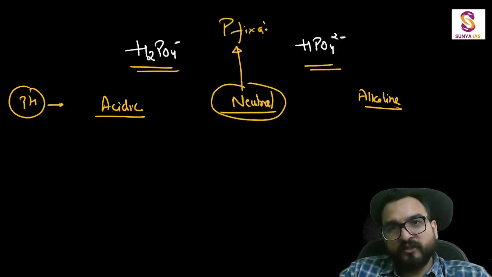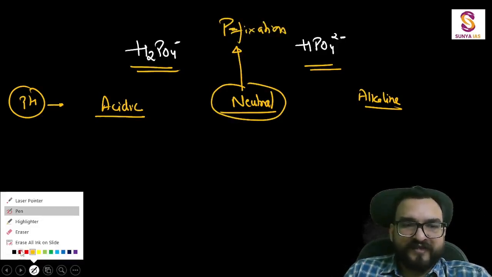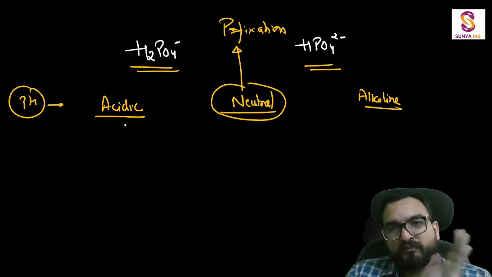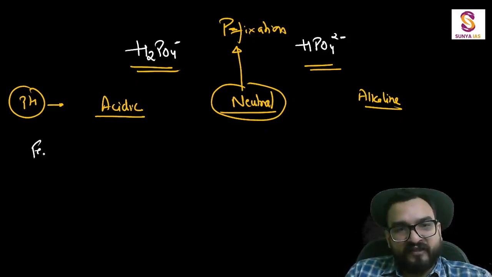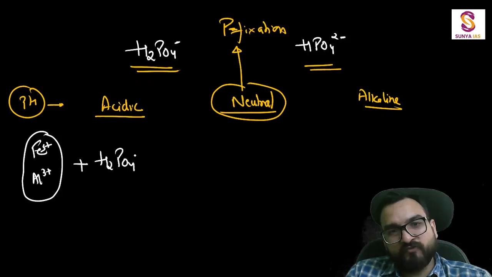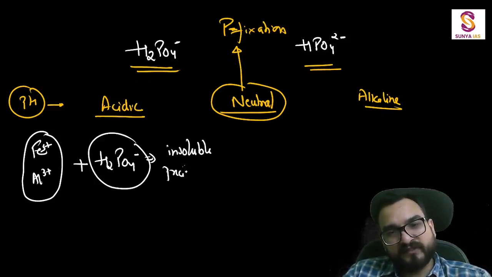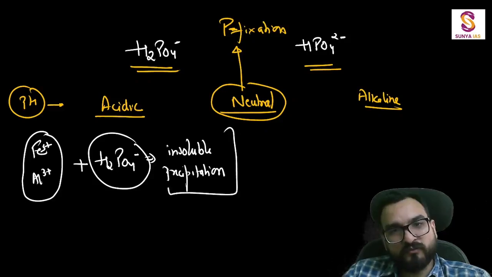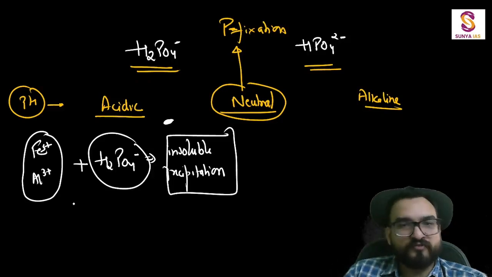For P fixation, neutral pH is very important. Because if acidic pH happens, that means pH is getting down below 7, you will find that Fe2 positive or Fe3 positive will be there, aluminum 3 positive will be there, right, in the soil. That's why we are saying acidic, presence of these acidic cations. So that will basically combine with these H2PO4 negative. And what do they form? They form insoluble precipitates. Precipitation of this phosphate group will be happening. Chunks will be formed: Fe3PO4, AlPO4, like this. Aluminum phosphate, iron phosphate, they will be formed.